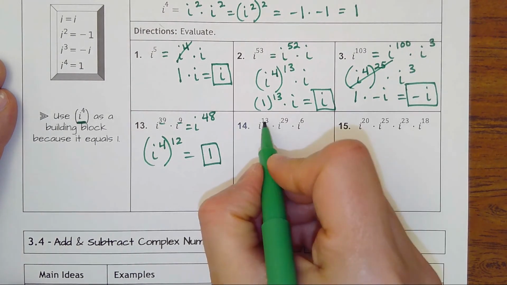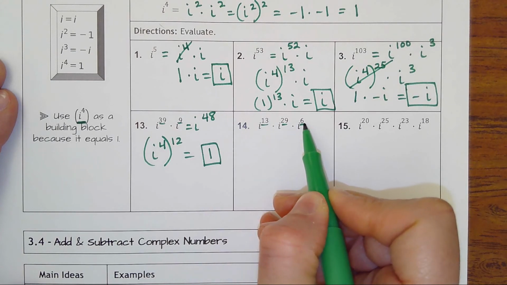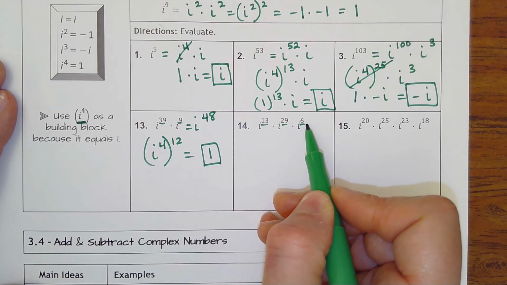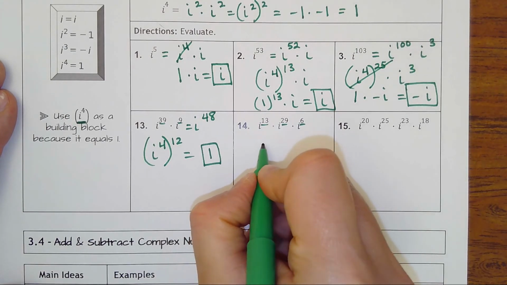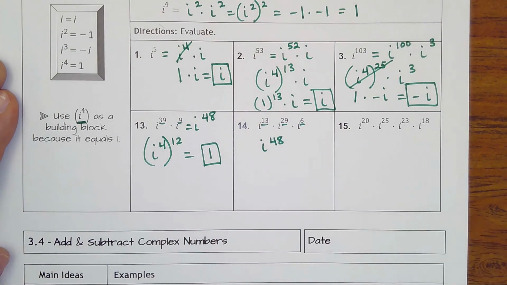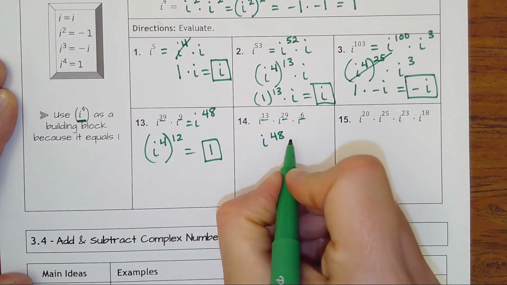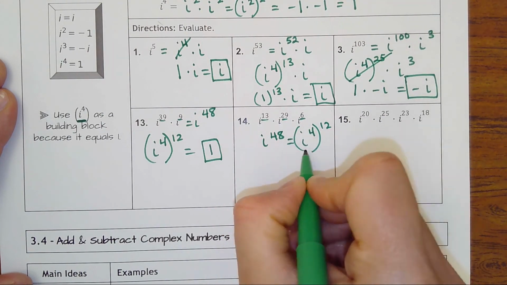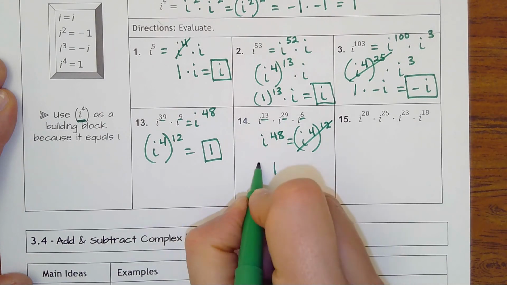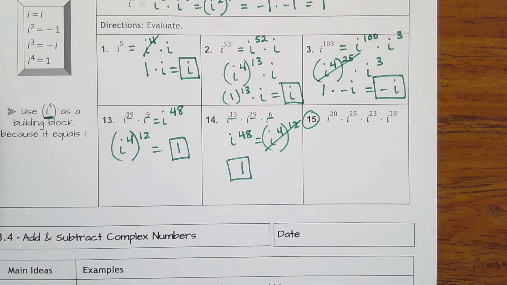Number 14, I need to add the powers, so 13 plus 6 would be 19... that would be 48. Oh man, I got the same one again. Right? I added that right? Didn't mean to get the same type twice. So again, I would see that that is already a multiple of i to the 4th, so that's 1. Why don't you pause and try number 15.